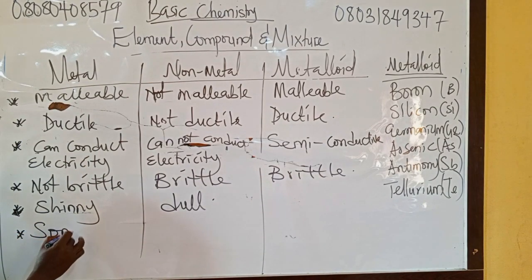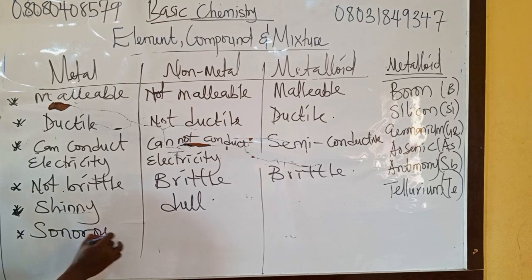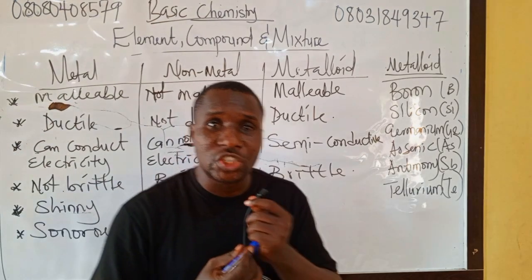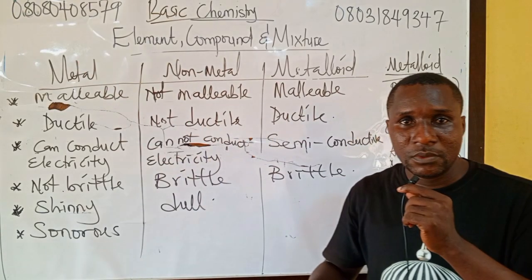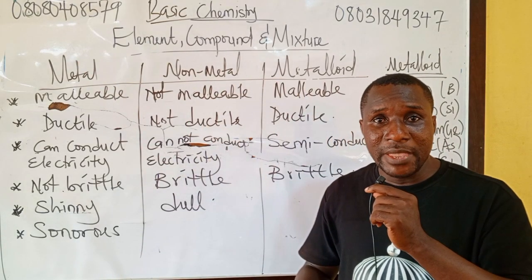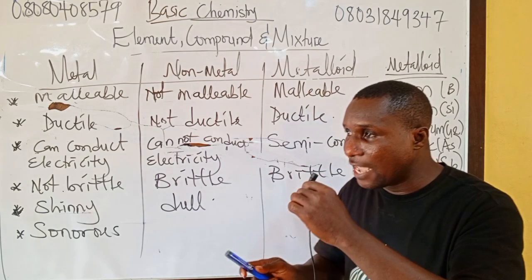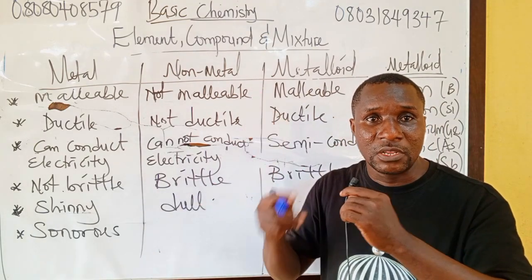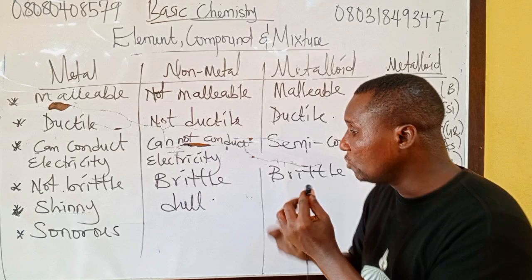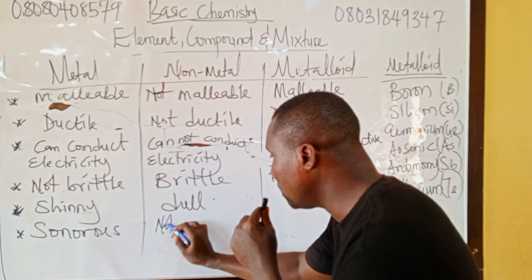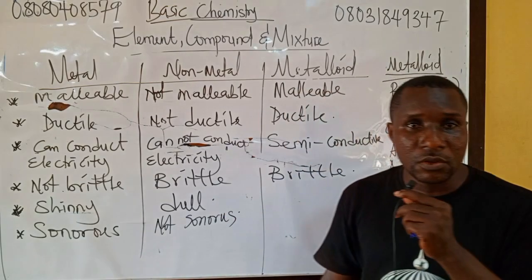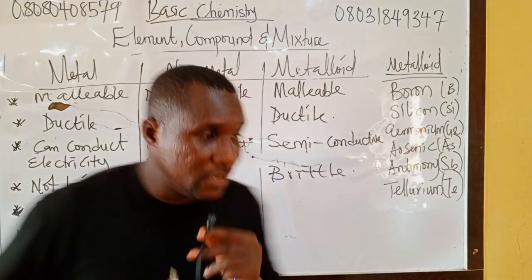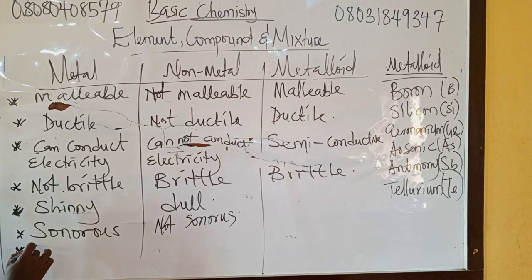Metals are sonorous. What do they mean by that? When you strike a metal with an object, if you have an iron and strike it with an object, it will produce sound. That is what they mean by sonorous. But non-metals are not sonorous. Take note of that. Under room temperature.